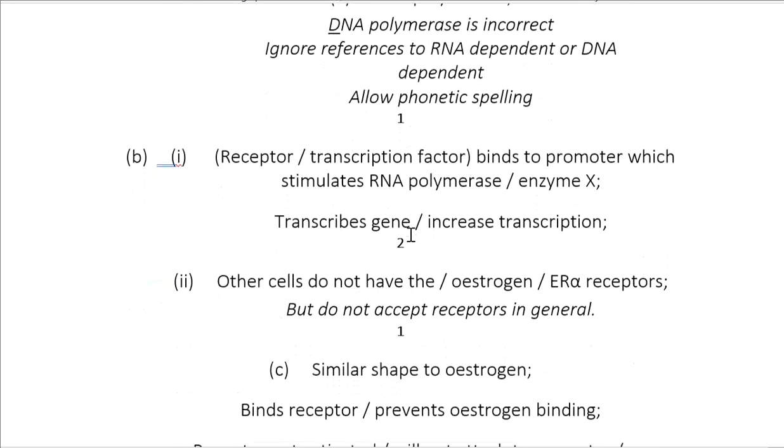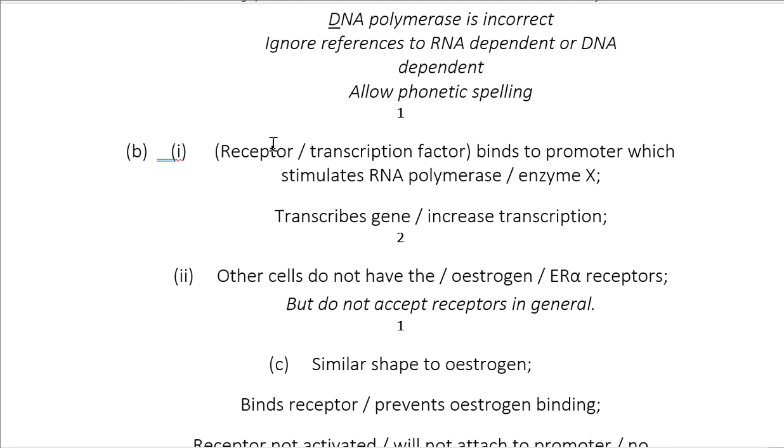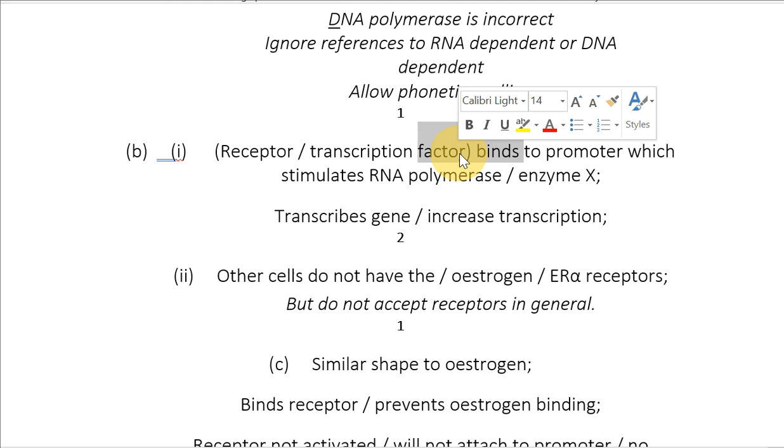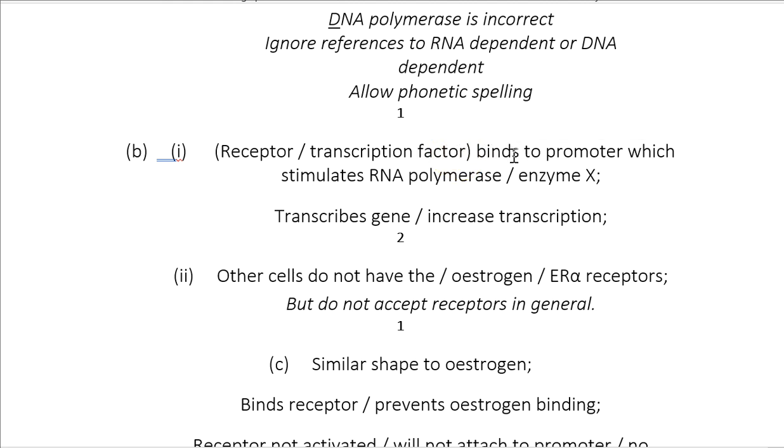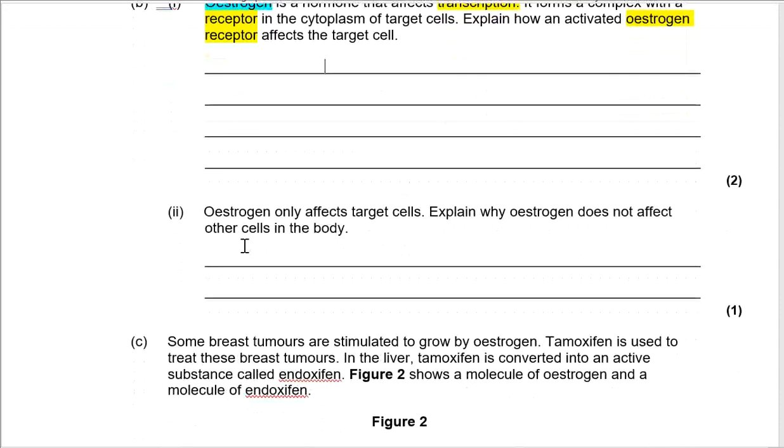Okay, so we know that the receptor, can you see here, they said transcription factor. That's the actual word. The transcription factor binds, which is activated. So the complex enters the nucleus, binds the promoter region, which stimulates RNA polymerase, and that allows an increase of transcription. Is it 2 marks?